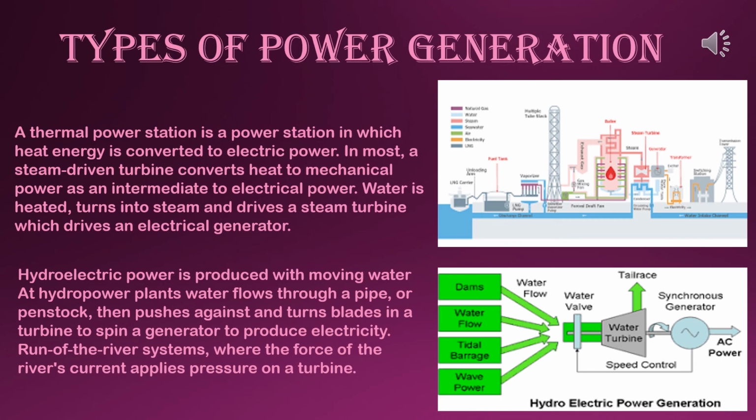There is a hydroelectric power plant at Maithan in West Bengal, near Asansol. So hydroelectric power is produced with moving water at hydro power plants. Water flows through a pipe or penstock, then pushes against and turns blades in a turbine to spin a generator to produce electricity. Run-of-the-river systems, where the force of the river's current applies pressure on a turbine.